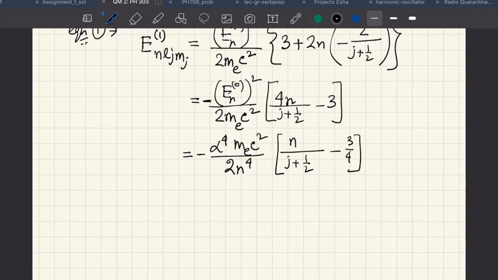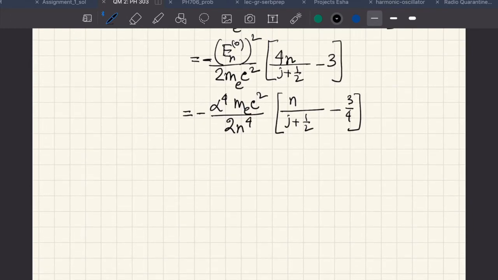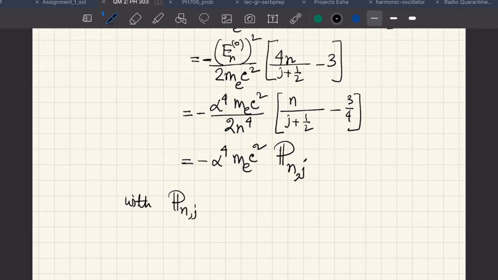So we have obtained this, and let me call this quantity minus alpha 4 MEC squared, and let me call this quantity some capital P N comma J, with P N comma J given by 1 by 2 N to the power 4 times N by J plus half minus 3 by 4.